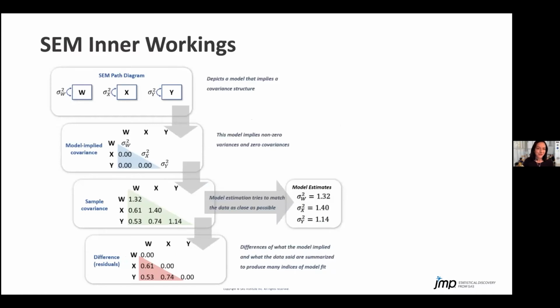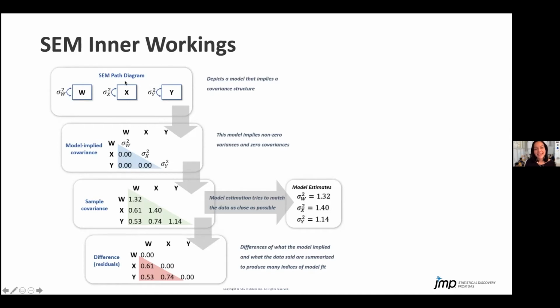And this slide is basically my best attempt at explaining the inner workings of this technique. What I have at the very top in this first panel is one very simple path diagram. The thing about path diagrams, remember, is that they map directly onto a system of equations. I happen here to label the double-headed arrows, which we know are variances, with sigma square, so W, X, and Y, again just to denote that these are actually parameter estimates in our model.